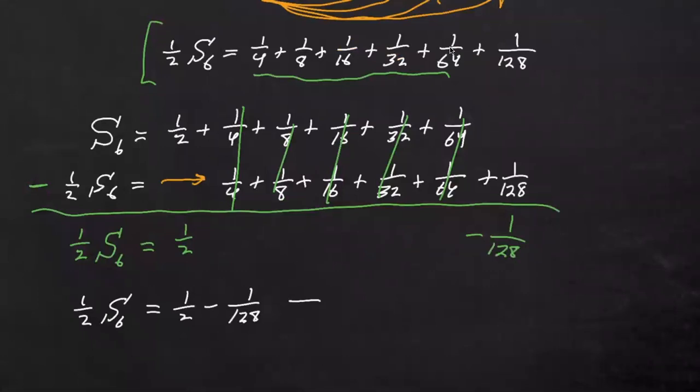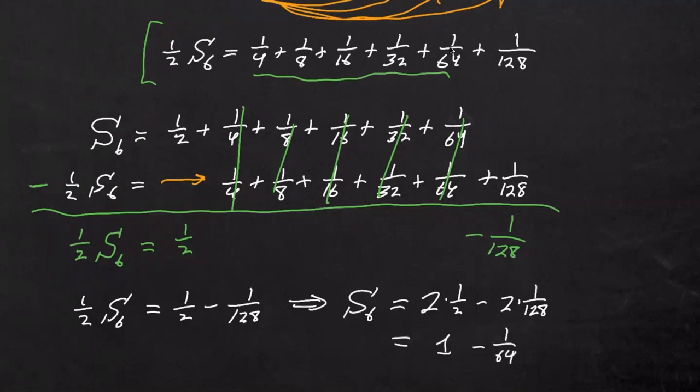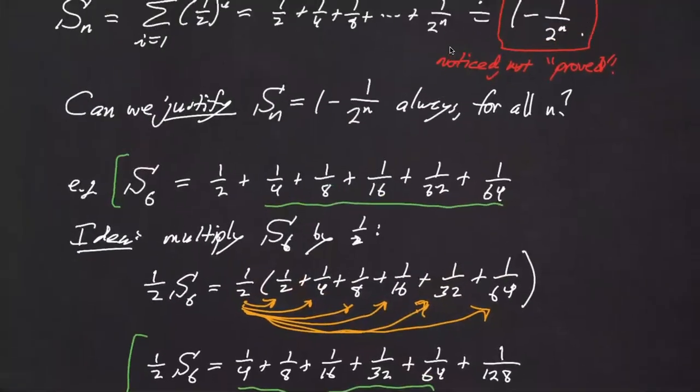And if we double everything, we get S6 is, well, 2 times a half minus 2 times 1/128. I know I'm belaboring things here, but that equals 1 minus 1/64, which is exactly what the equation says it should be. And that to me is kind of amazing. It's like somehow we were able to add this without having to add anything. In fact, what we really did is we subtracted, and got a bunch of stuff to cancel. But that agrees with the formula up here.